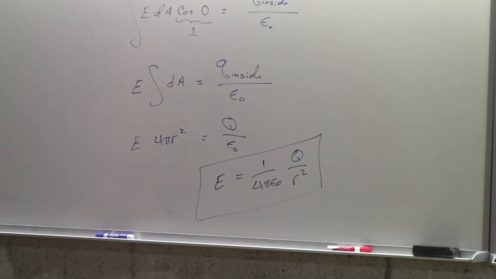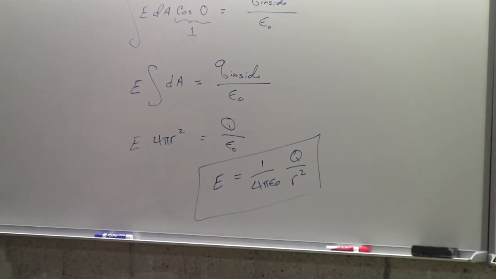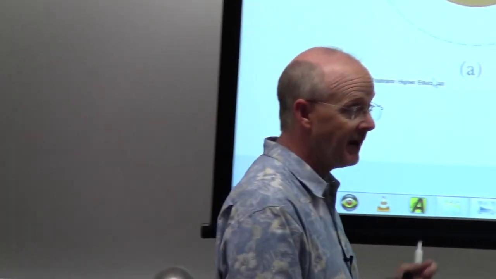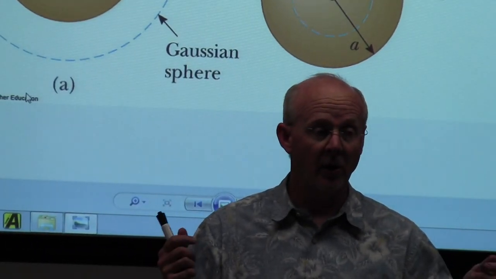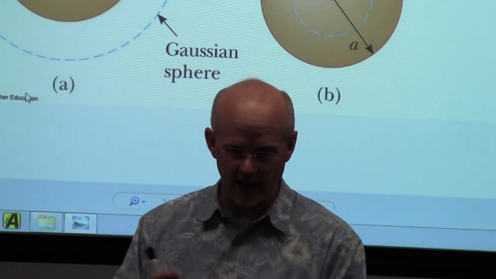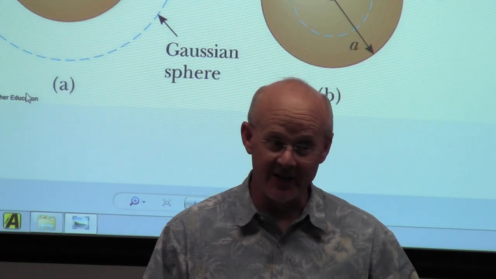So there we have something we hadn't done before. We find the electric field when you're outside of this ball of uniform distribution. By the way, doesn't it look familiar? What was the electric field from a point charge in the last chapter? Wasn't it the same thing?